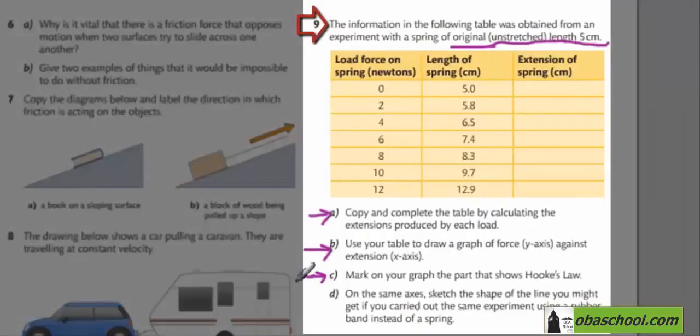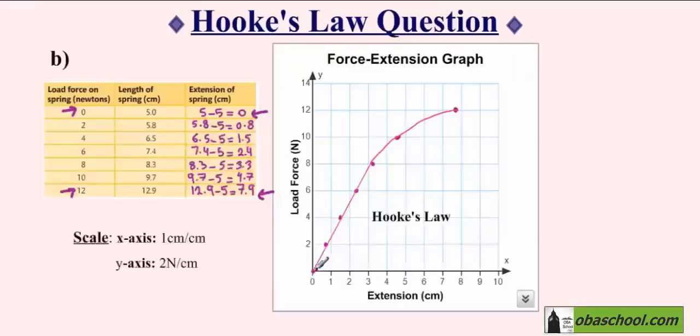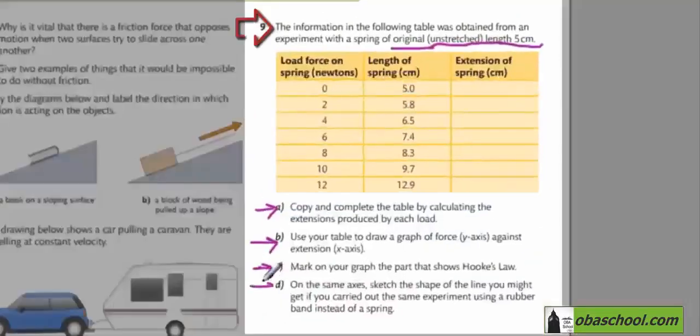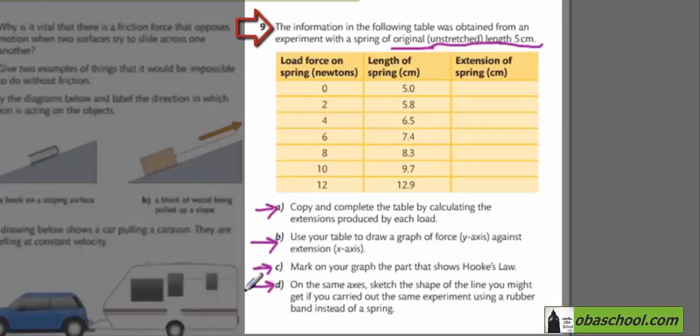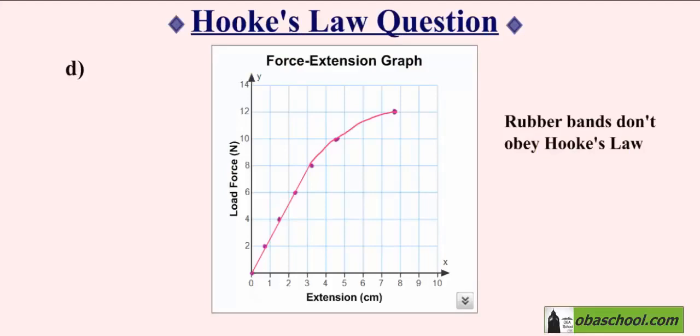So part C. Mark on your graph the part that shows Hooke's law. The part that marks Hooke's law is this one right here, since it is a straight line, an increasing straight line. Part D. On the same axis, sketch the shape of the line you might get if you carried out the same experiment using a rubber band instead of a spring. If we use the rubber band in this experiment, we'll get a line that almost looks like this.